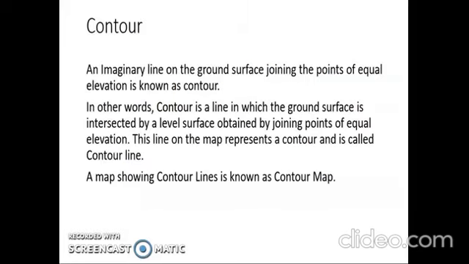It is an imaginary line on the ground surface joining the points of equal elevations. It is a line in which the surface of ground is intersected by a level surface. A contour line is a line on the map representing a contour. A map showing contour lines is known as a contour map.